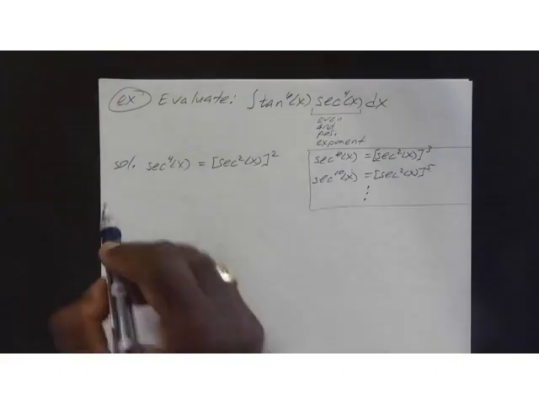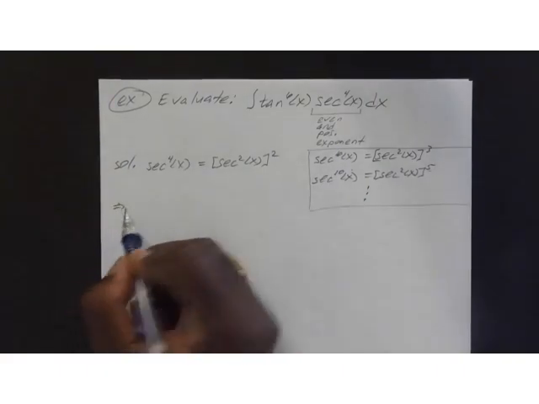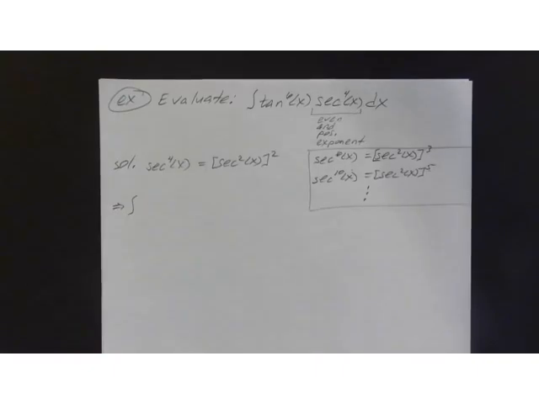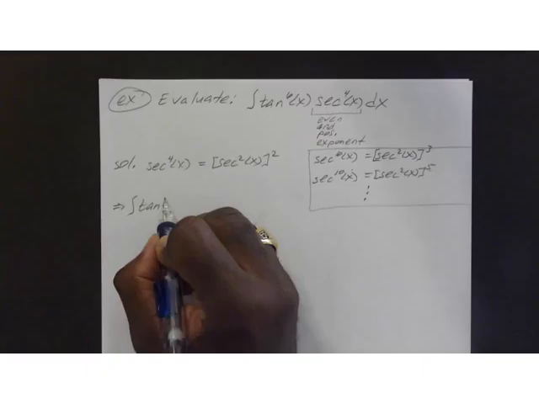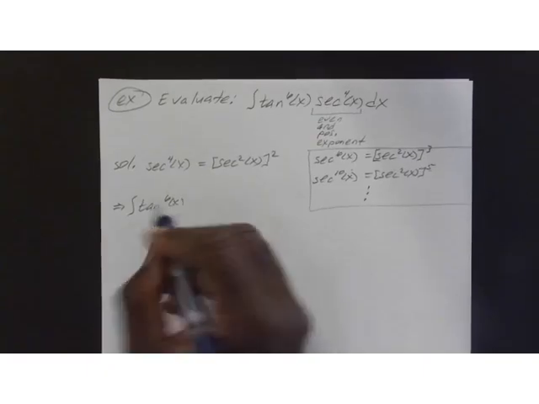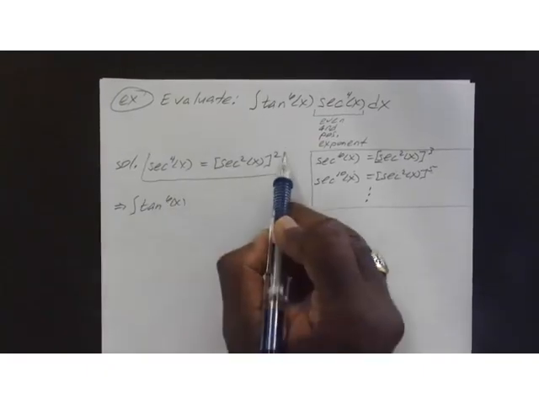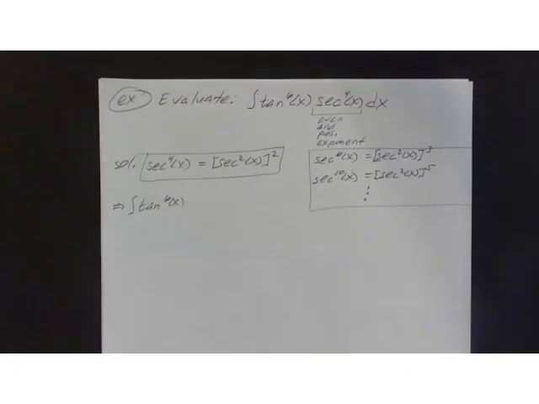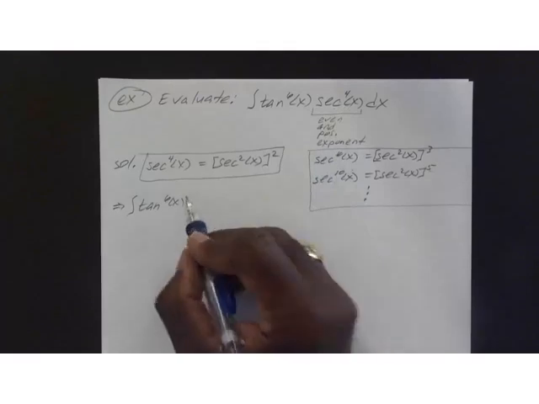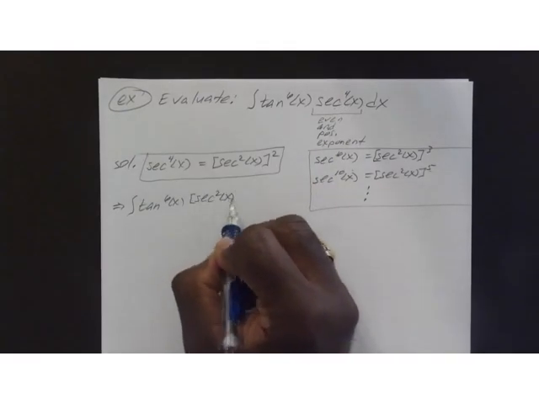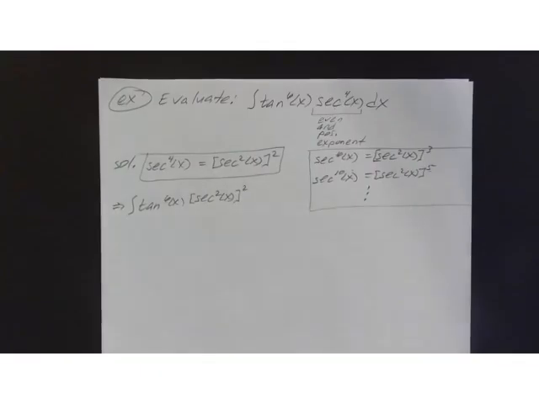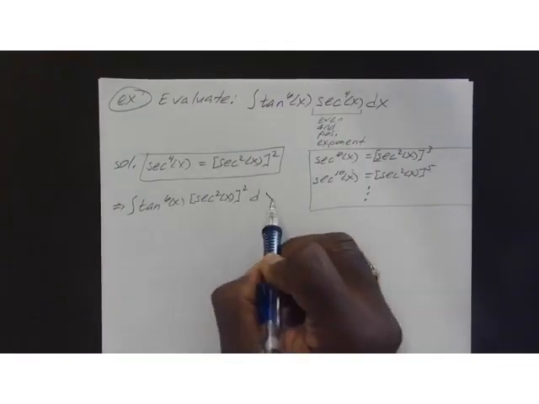So that means we take our integral of tangent of x to the 6th power, and we can put a little square around that. That's secant to the 4th. We're just going to rewrite that as secant squared, squared, with respect to x.